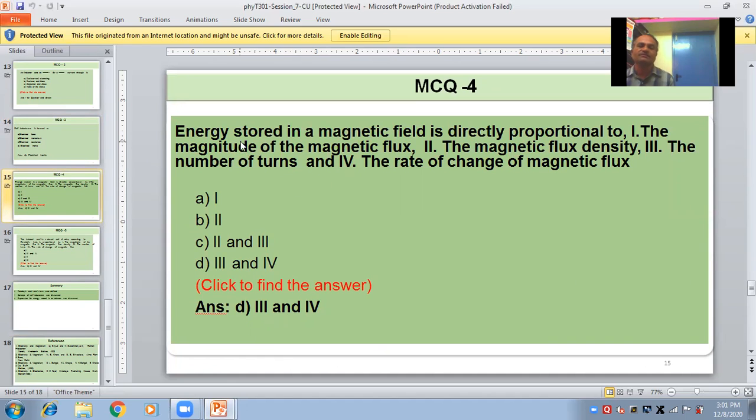Next MCQ. Energy stored in a magnetic field is directly proportional to: point 1, the magnitude of the magnetic flux; point 2, the magnetic flux density; point 3, the number of turns; and point 4, the rate of change of magnetic flux. As I explained just now, it depends upon points 3 and 4. That means the number of turns in the coil is important, and the rate of change of magnetic flux is important, and hence the answer is third and fourth.